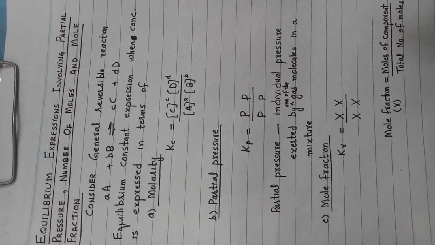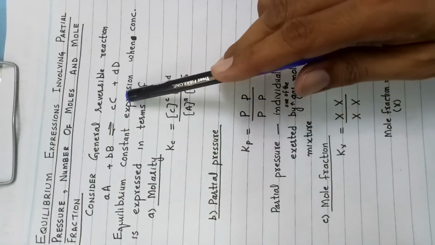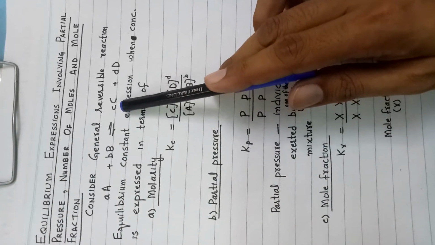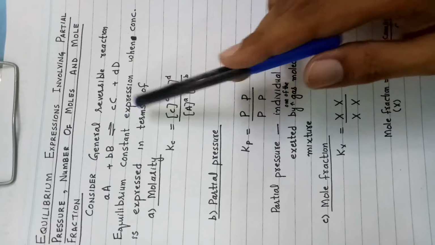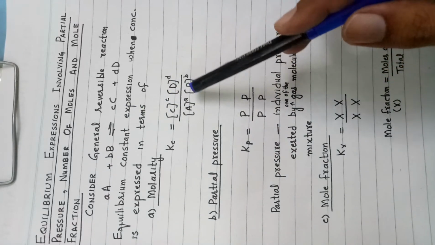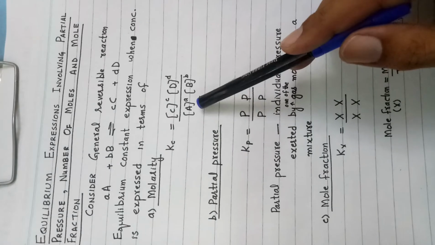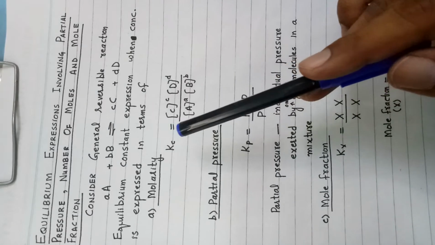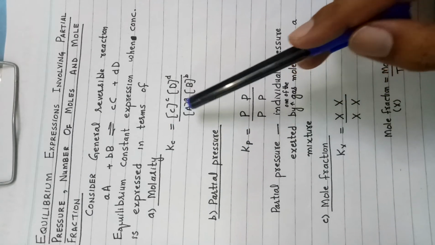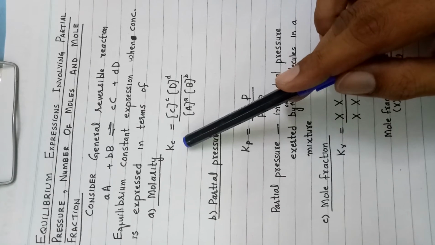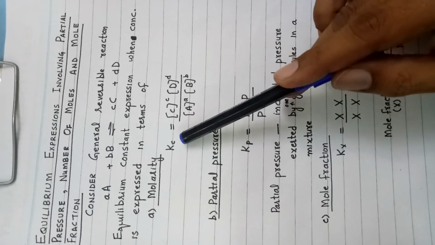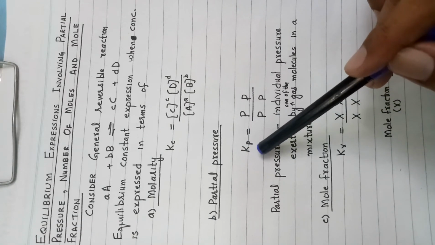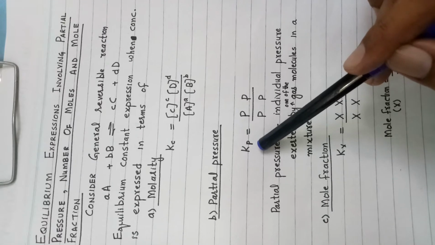If concentration is expressed in terms of the molarity, we will write concentration of the products over concentration of reactants, and the number of moles used to balance the equation will be represented in the form of the exponents in the equilibrium constant expression. If we express the same equilibrium constant expression in terms of the partial pressure, we will write the same expression as we had written in the Kc expression. Instead of C, we will represent P. P will represent partial pressure. So Kp is the equilibrium constant expression when concentration is expressed in terms of the partial pressure.